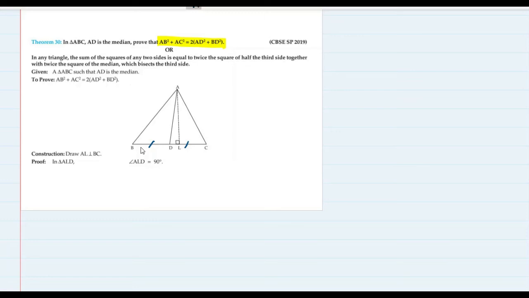After drawing AL perpendicular to BC, you will find a couple of right angle triangles. Can you please list the number and the names of right angle triangles which you see in this figure? The right angle triangles which we can see are triangle ALD, number 1, triangle ALC, number 2, and triangle ALB, number 3. Any other right angle triangle?